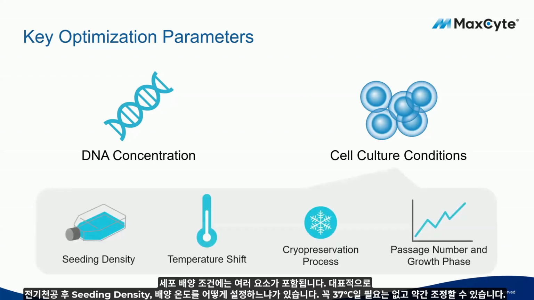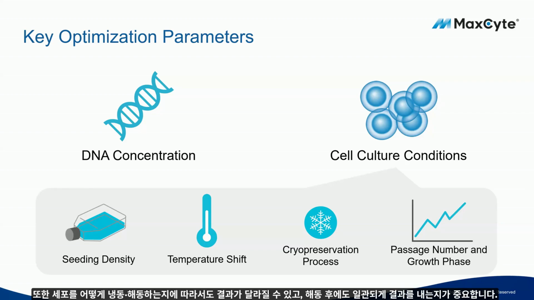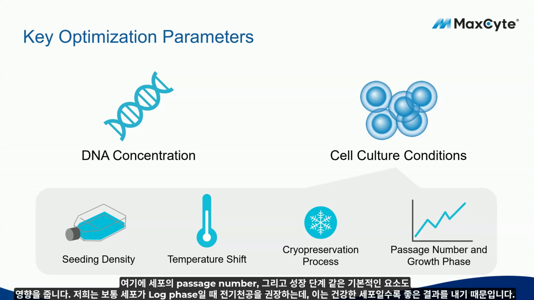What I mean by that is a lot of different things, but primarily we are talking about seeding density, like how many cells you plate per square centimeter after electroporation. Temperature shift: the temperature you incubate the cells at doesn't necessarily need to be 37 degrees. You can change it a little bit. How you freeze the cells afterwards and thaw them can also play a role in whether they are consistently able to produce results after electroporation, as well as some more basic things like what passage number they're at. Low passage number is better, and so is the growth phase they're in. We prefer log phase growth before electroporation because a happy cell in gives you happy cells out.